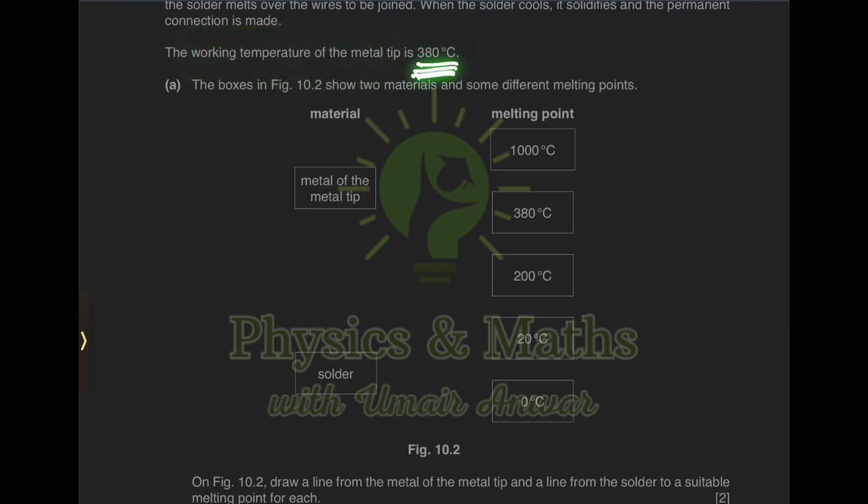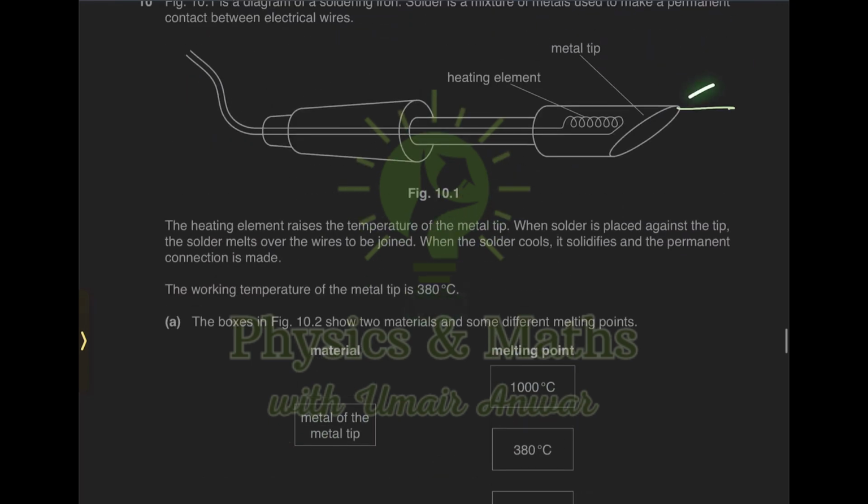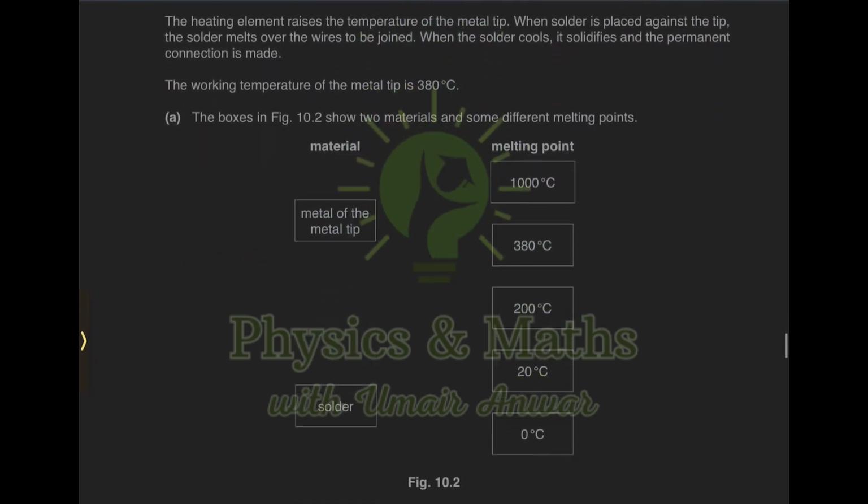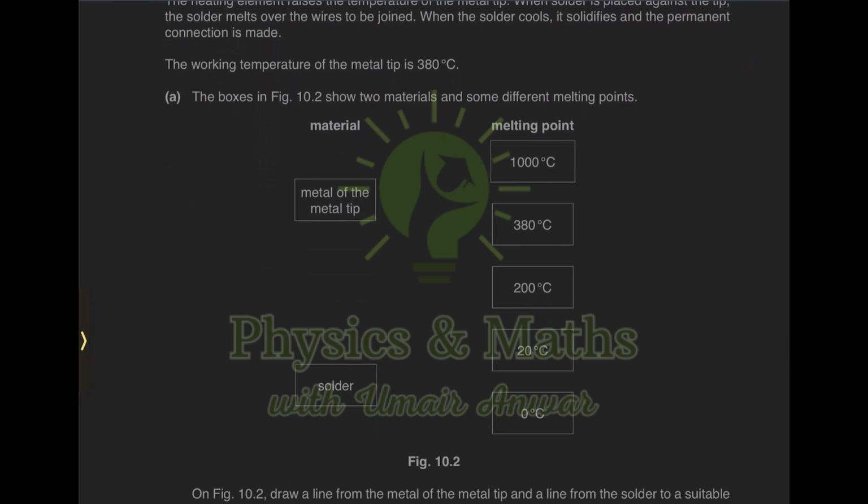So solder must have a melting point below this, so that when the solder is brought near the metal tip, it gets melted. And when it melts, then it could be connected to the wires which we are trying to join. So a suitable temperature for the solder would be 200 degrees centigrade. If we take this temperature as 380 degrees centigrade, then obviously it is not going to melt properly. And if we take it higher than this, then it is not going to melt at 380 degrees centigrade. Similarly, taking a lower temperature is also not suitable.